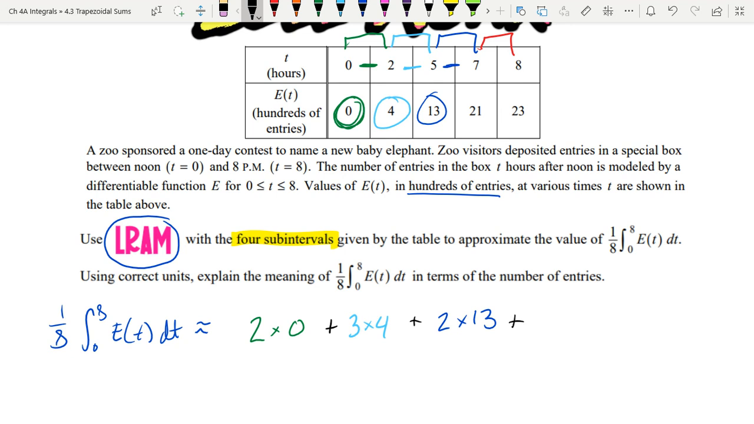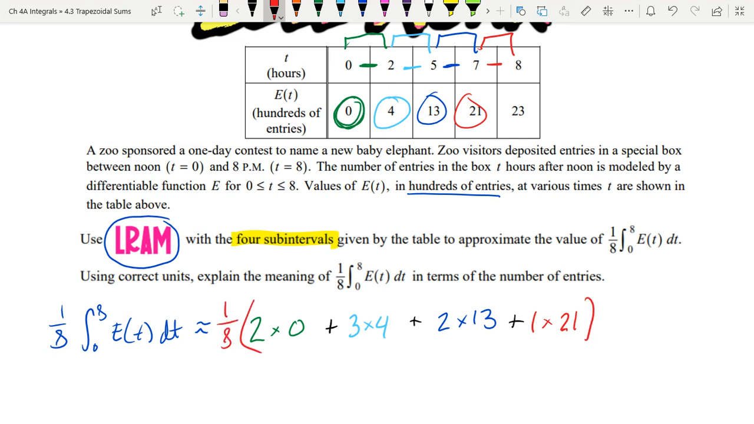And then my last one here. Taylor, what's the width of my last one going to be? 1, because I'm going from 7 to 8. What's the height going to be? 21. Boom. That thing right there is not correct. What did I not put that I need to put? 1/8. So don't forget, throw that thing in parentheses.